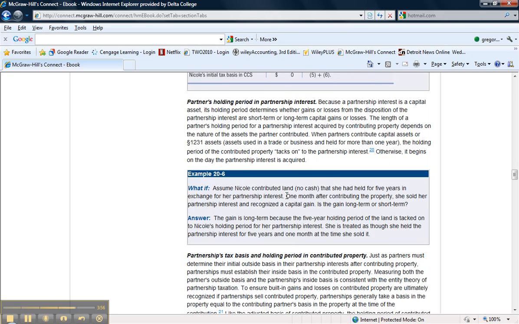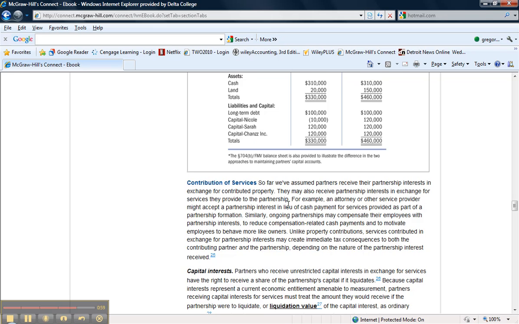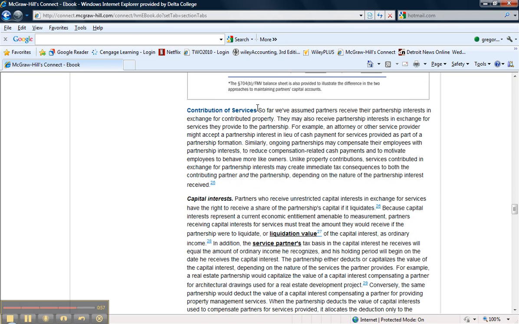You can read about holding periods and partnership interests. And then let's see what else is down here. Contribution of services. So contribution of property, you can get a partnership interest from that. Contribution of services, you can also buy partnership interest. So in the last video, I'm going to talk about contribution of services to get a partnership interest.